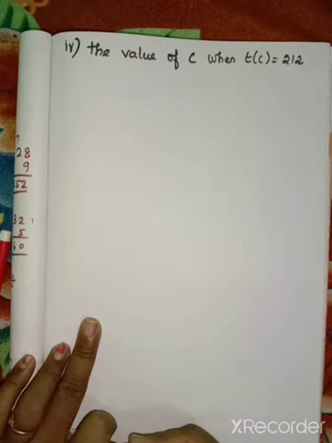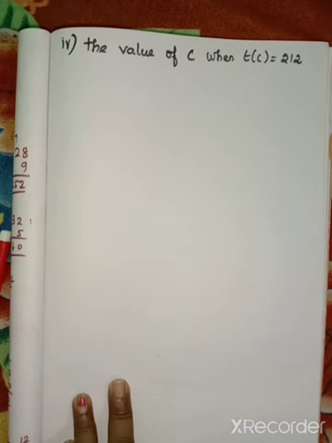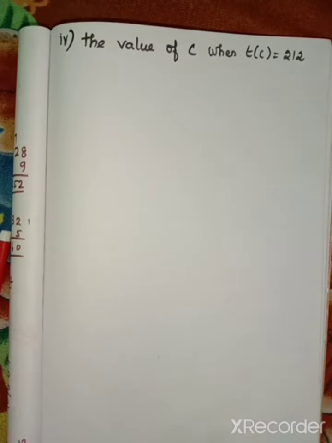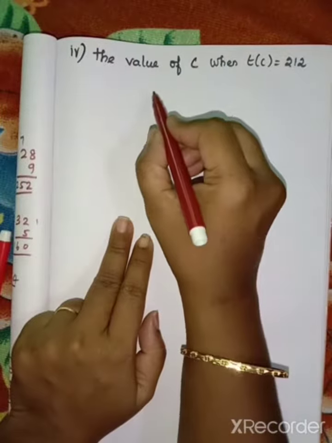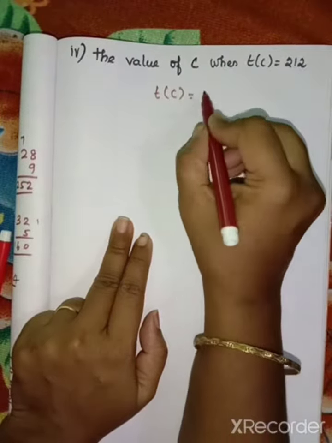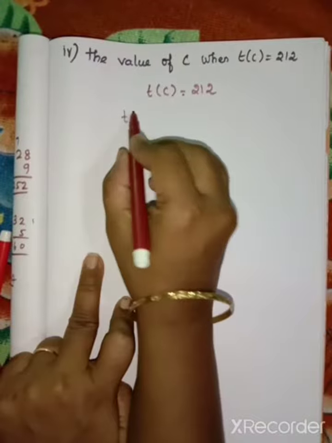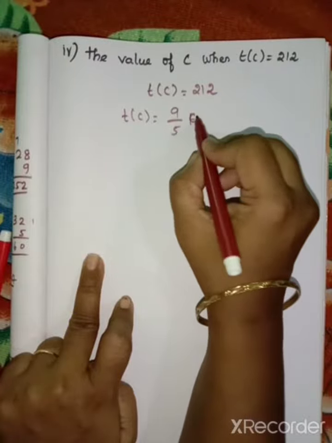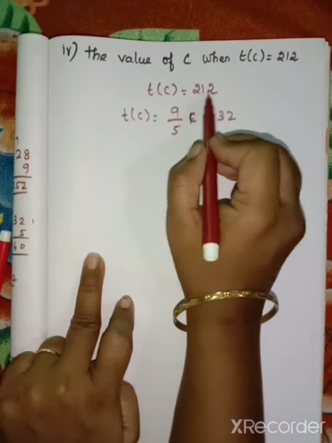Then fourth subdivision, find the value of C when T of C equal to 212. Here the given is Fahrenheit, that is T of C given 212. We want to find the C. So the given is T of C equal to 212. We want to take that equation, that is T of C equal to 9 by 5 C plus 32. T of C given, that is 212.